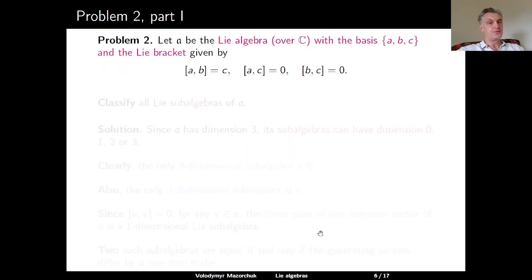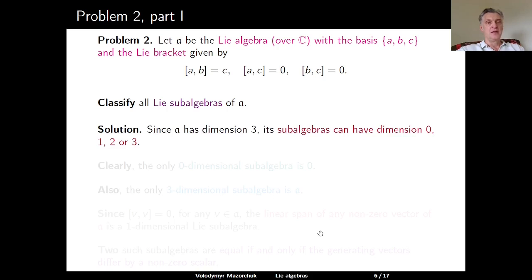Problem 2. Let A be the Lie algebra over the complex numbers with the basis A, B, and C and the Lie bracket given by the following expressions. The bracket of A and B is C, the bracket of A and C is 0, and the bracket of B and C is 0. Classify all Lie subalgebras of A.